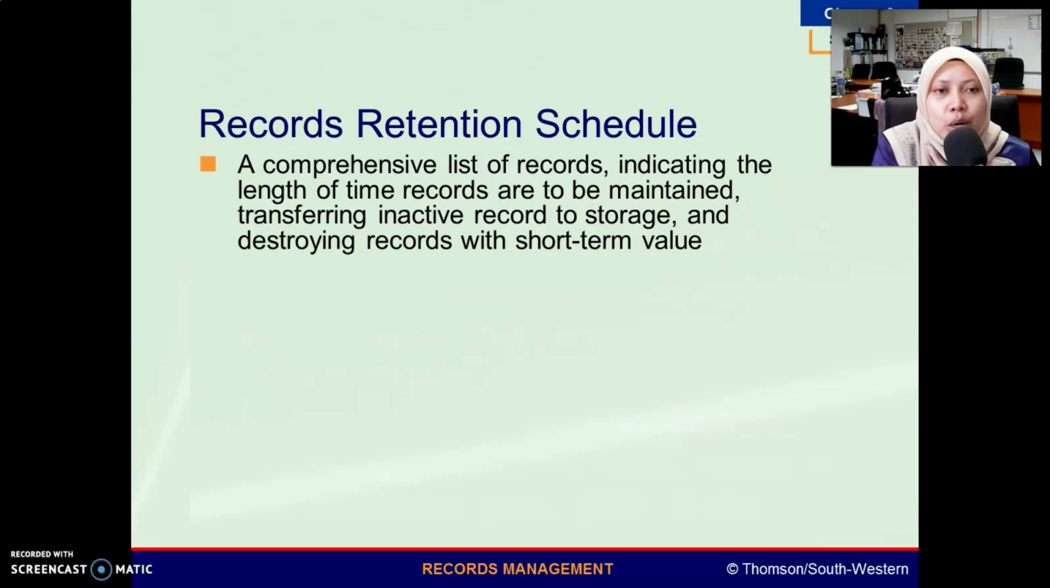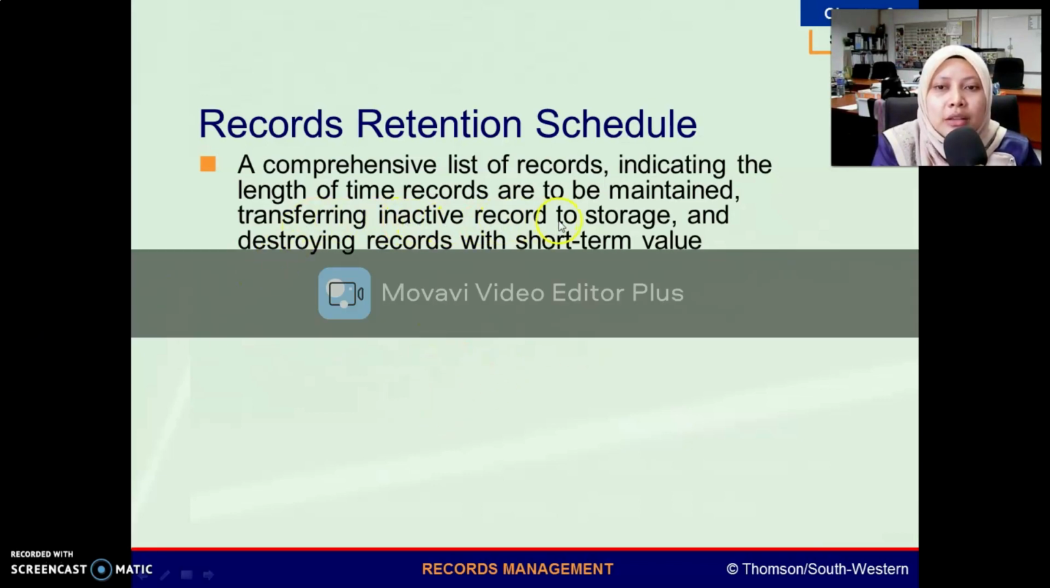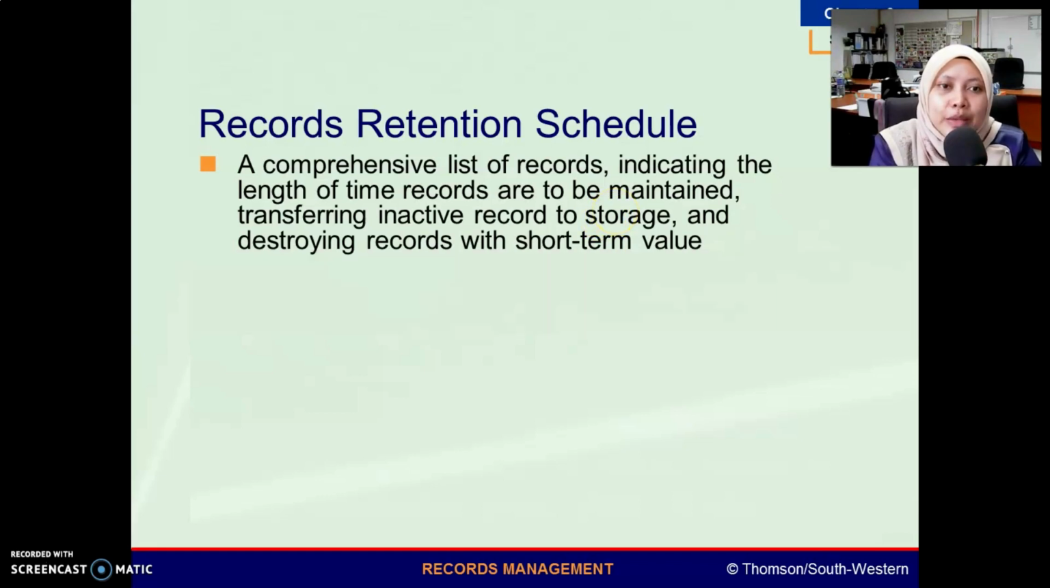Not only that, it also will have the information regarding transferring inactive records to the storage. Okay, bila kita dah simpan berapa lama dan bila kita akan simpan dekat inactive record storage. Dan lastly, we need to know the information regarding when to destroy records with short-term value.